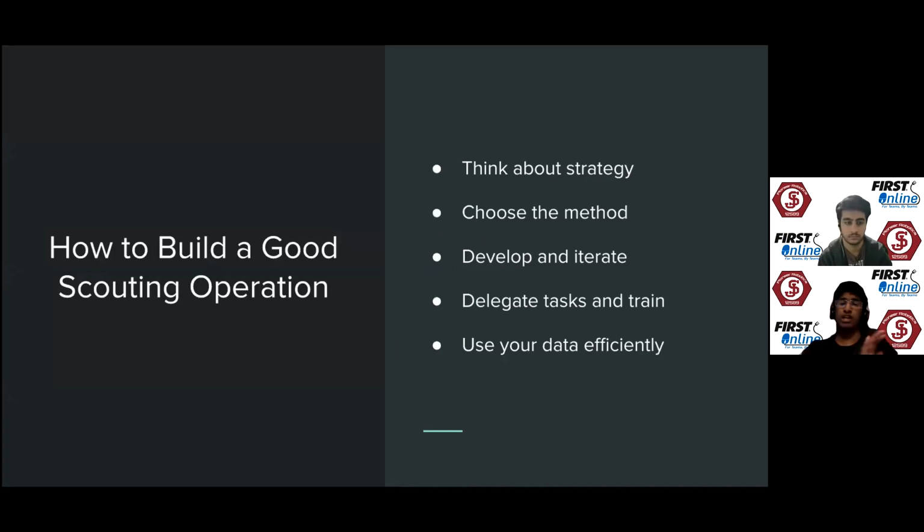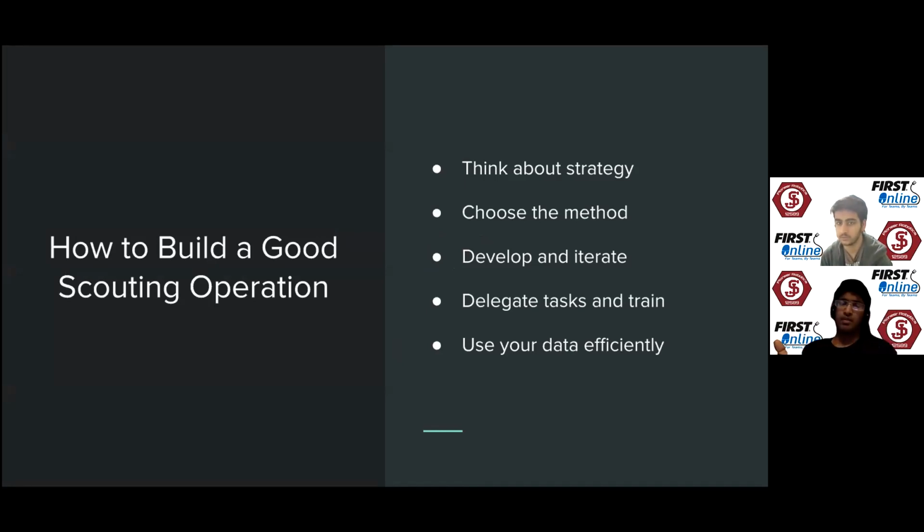So let's recap. How do you build a good scouting operation? First, you need to think about strategy. You need to brainstorm. You need to come up with a good idea. You need to develop that good system, right? You then need to choose the method, whether it's going to be public scouting or paper scouting, whatever, right? Start with paper scouting if you can, right? If you only have 2 people on your team, you probably aren't going to be doing paper scouting anyway, so you might as well just join the public scouting, make that decision.